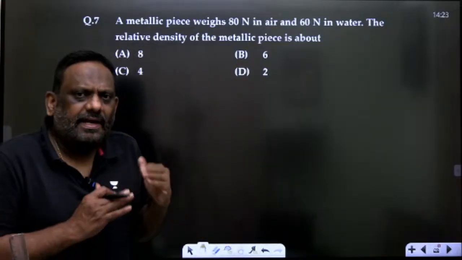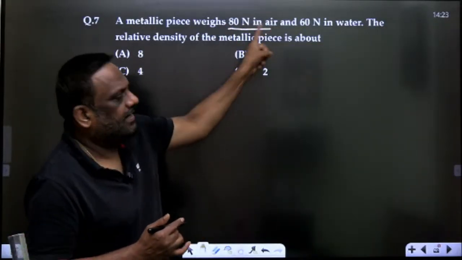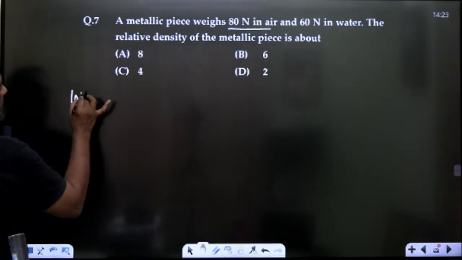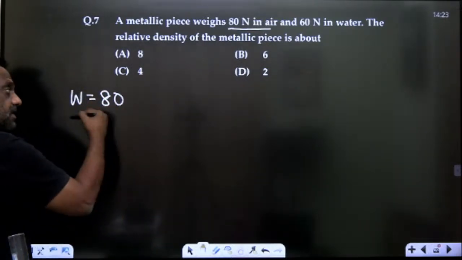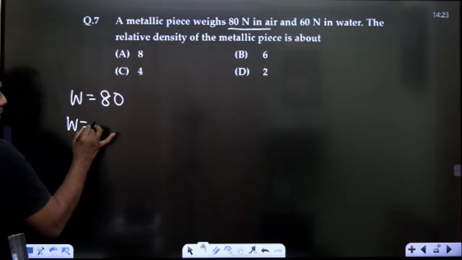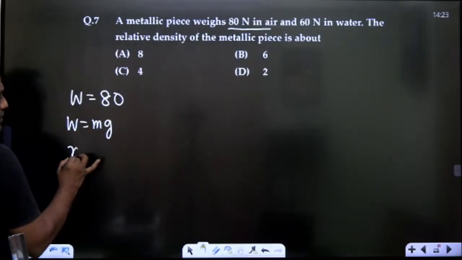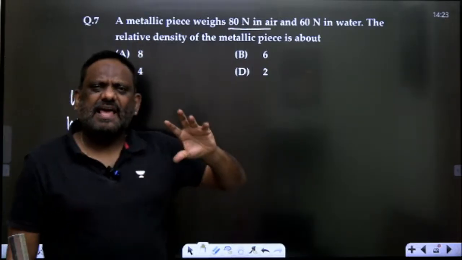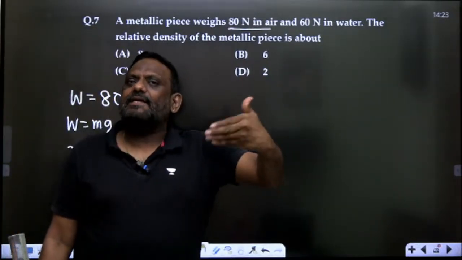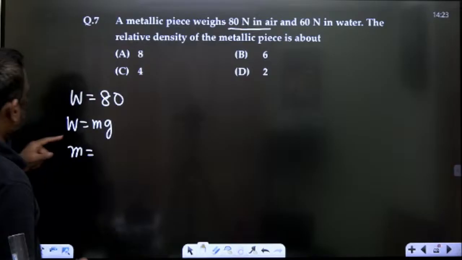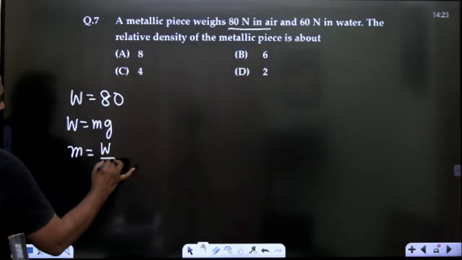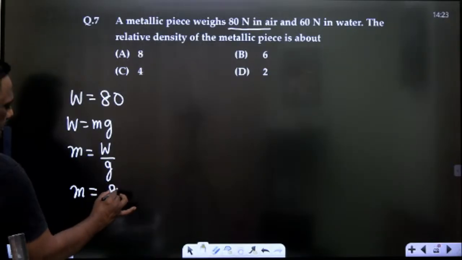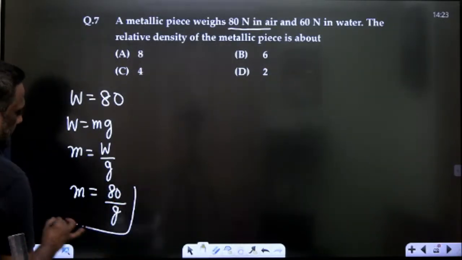So correct weight kitna hai sir? It is weighed in air 80. So can I calculate the correct mass? Correct weight is 80. So W is equal to mg. Why are you calculating mass of the body? Because he is asking relative density. Means actually he is asking density. Density is mass by volume. So let me calculate mass. Mass is weight by g. So mass is equal to 80 by g. Excellent, sir. ये हो गया mass.